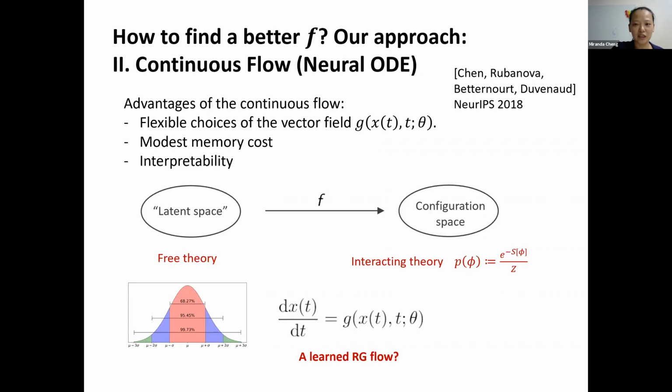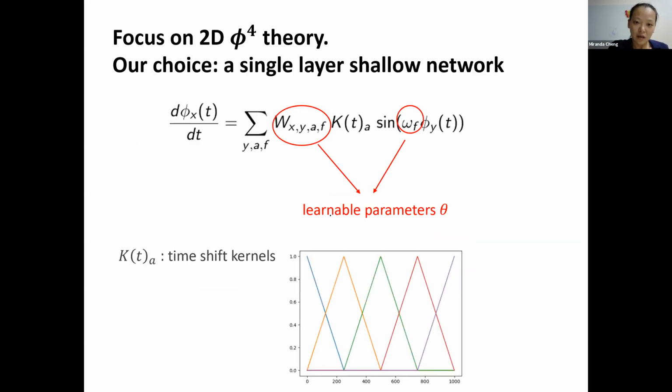So what are the advantages? This neural ODE scheme was proposed in a NeurIPS 2018 paper. Some of the advantages include very flexible choices of the vector field, and for generic choices the flow is immediately invertible. It also requires modest memory cost, but I'm not going into this, since this is not a computer science seminar. What is especially attractive for us is the potential to be interpretable. You're flowing from a free field theory to an interacting theory through a continuous flow. That immediately reminds one of the RG flow, but that's something we're still working on.